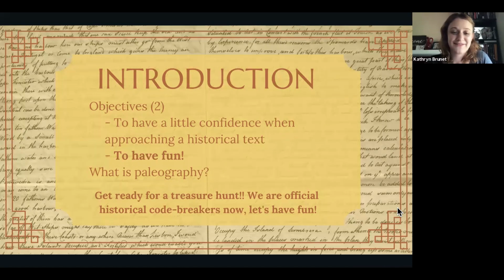The second objective is to have fun. We're learning a useful and probably very foreign new skill today. So let's enjoy ourselves and have fun with the challenges presented here. So what is paleography? By definition, paleography is the study and transcription of historical handwriting. Paleography is used to decipher and study historical writing practices and is a general term for studying any culture's writing and reading systems. I'm sure you're ready to get started.